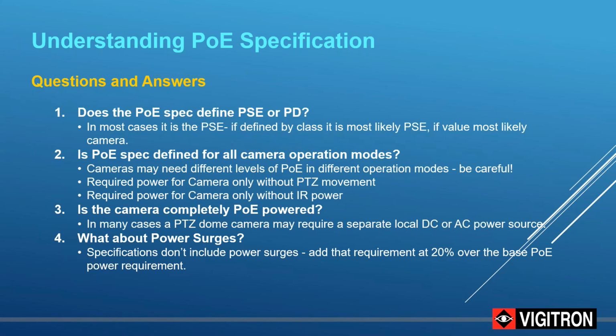And what about power surges? Keep that 20% figure in mind. It will save you by providing the overhead that's required in order to operate the system and prevent shutdowns.